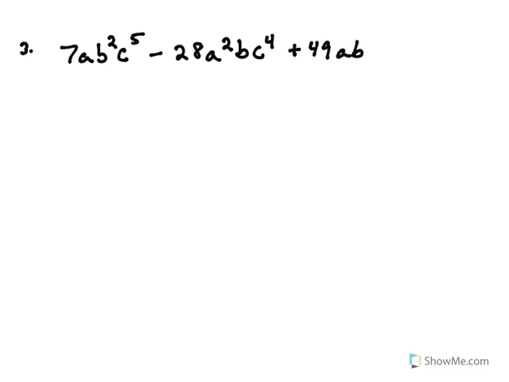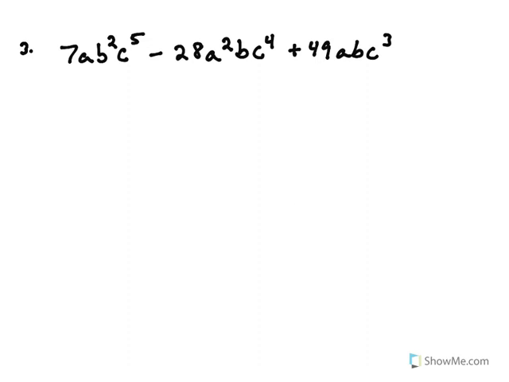All right, so we have 7ab squared c to the 5th minus 28a squared bc to the 4th power plus 49abc cubed. So what we want to do is find the GCF of the 7, 28, and the 49, right? So we're going to have to do that.